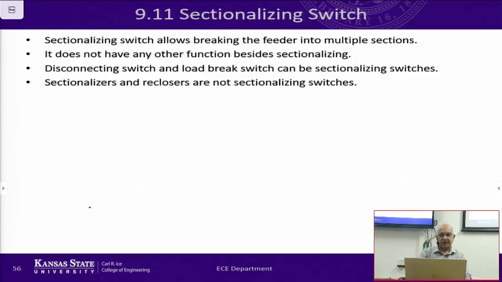A sectionalizing switch allows breaking the feeder into multiple sections. Again, it does not have any other function except sectionalizing, and you can consider it similar to a load break switch, because it does not have any fault clearing capacity, and it can only open under normal load situations. Keep in mind that the sectionalizer is different from the sectionalizing switch. A sectionalizer has limited fault interruption capacity, but a sectionalizing switch does not have any of that.